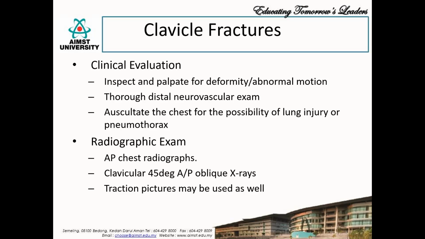Along with that, we need to have some support of evidence, that is radiographic findings. So anteroposterior chest radiographs. Okay, if it is not that clear, means you can go for a clavicular 45-degree or oblique x-rays.